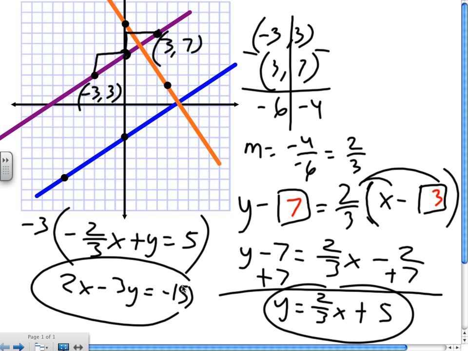So let me go ahead and write this information down for you so that you can see this later on. The standard form for this is 2x minus 3y equals -15. And the slope intercept form is y equals 2/3 x plus 5. Any questions here on the purple line?